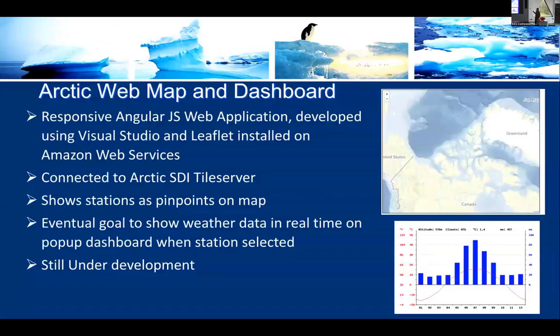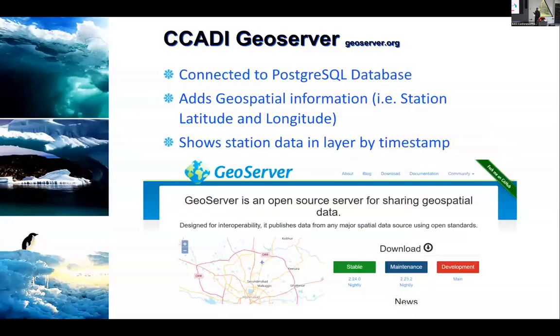We're also working on things like Arctic web map and the dashboard. So the purpose here will be that you can click on different stations in a map and see the data for them. And we're still developing that as well. And we've also got a Geoserver instance set up where we're putting the data from the weather station into Geoserver into a layer for downloading and viewing.